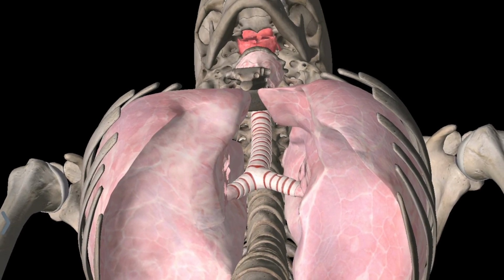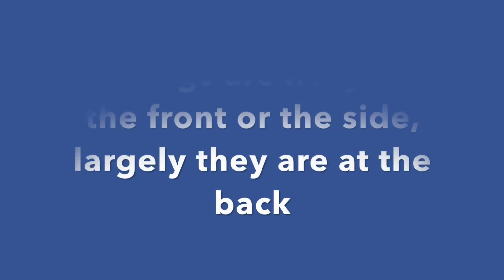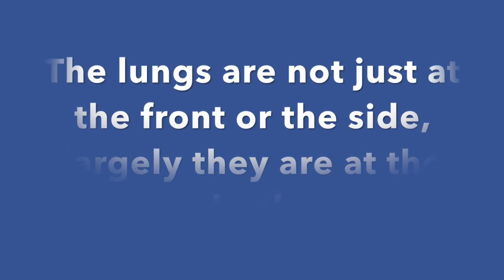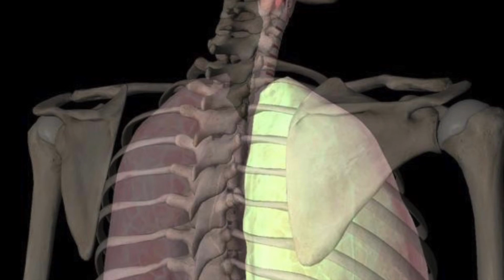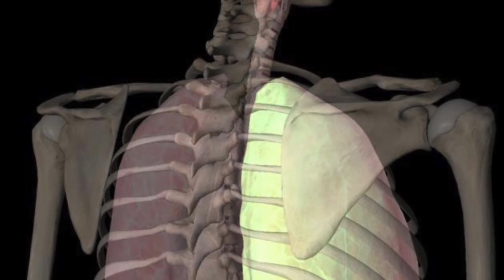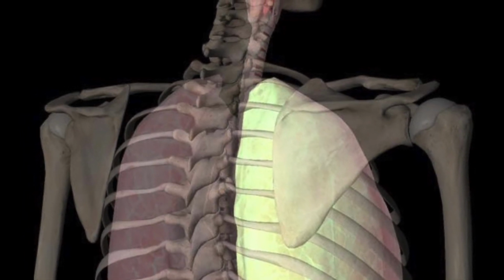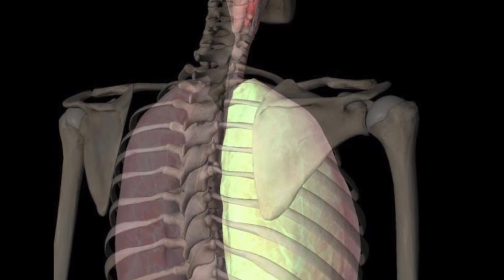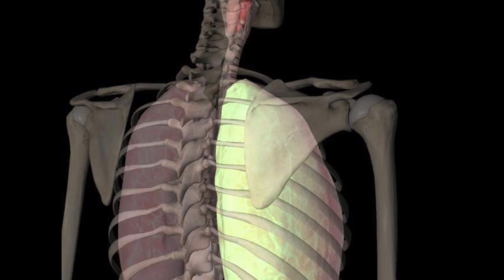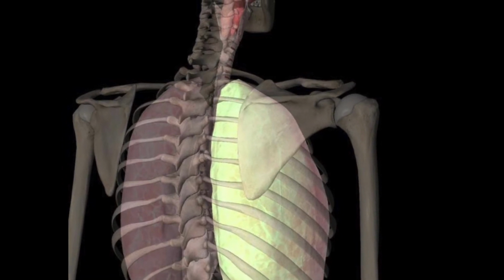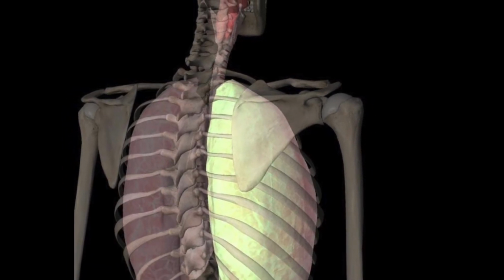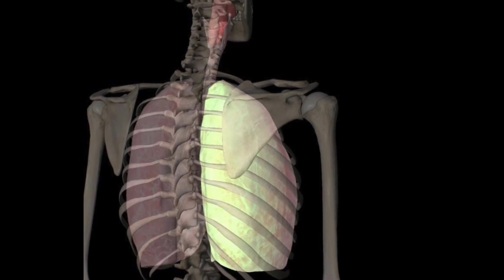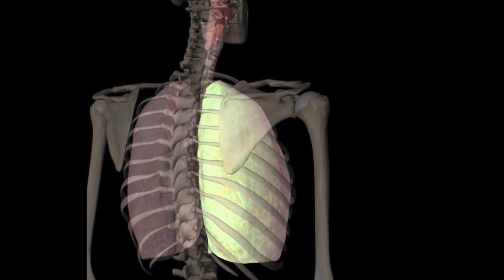The lungs are not just at the front though, or the side. Largely they are at the back. And you can see here highlighted the right lung and how it comes right up to your shoulder as it goes down to the very bottom end of the rib cage. A very, very important anatomical fact that has to do with the skeleton and particularly with the spine that we've been looking at today.